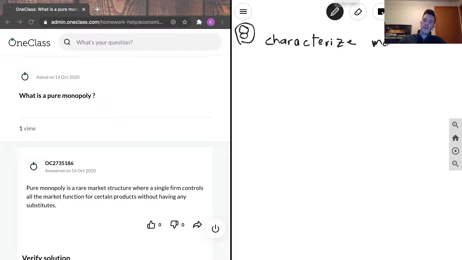So I'm going to characterize monopoly. And what that looks like is, first and foremost, that there are barriers to entry.